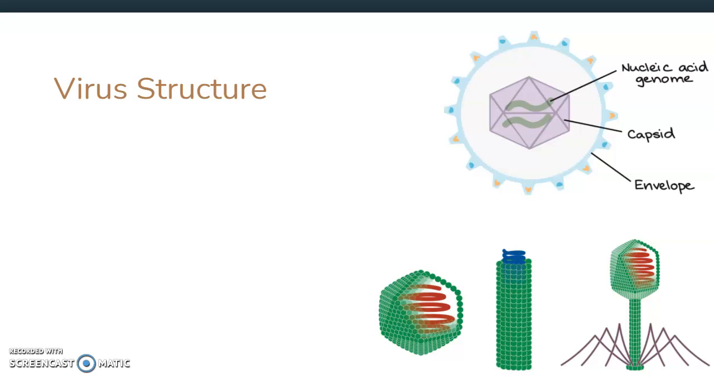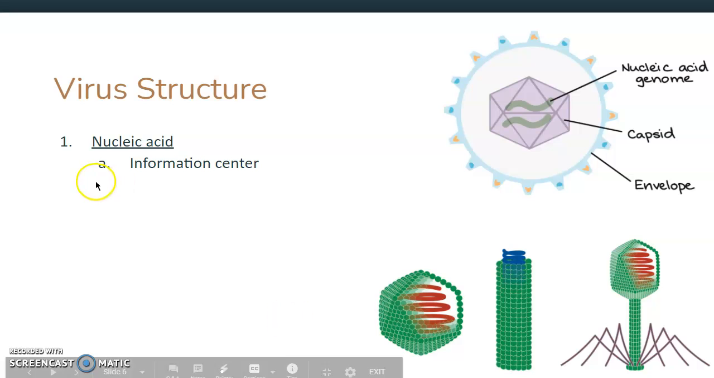So let's learn about what a virus looks like. There's three main parts to every virus. We have a nucleic acid, which is our information carrier. We learned about nucleic acids when we did our macromolecules. These could be DNA or RNA. A lot of our viruses, because they are simple, do not have DNA, mainly have RNA, but some do use some DNA as well. They have what is called a capsid.